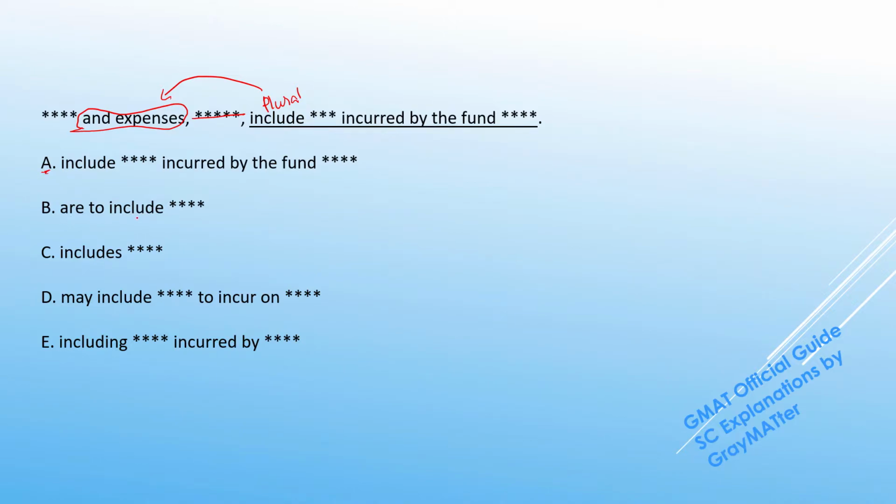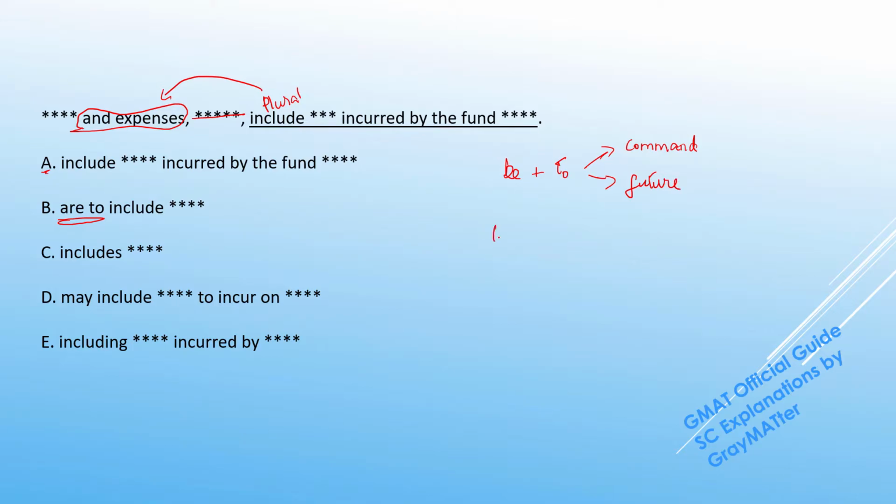Now in B, instead of include, we have are to include. Are to has very specific use cases. Are is the conjugation of the verb be in the simple present tense. In formally written sentences, this be plus to construction can be used in a couple of scenarios. One is to issue a command and the other is to talk about future actions.